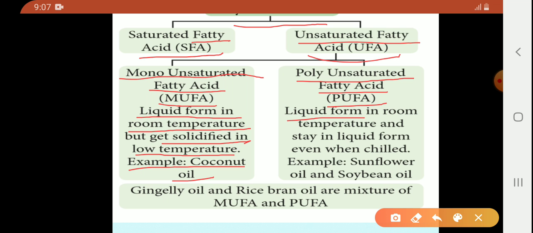And another type is known as polyunsaturated fatty acid, in which the fatty acid will be in a liquid form in room temperature, and when the temperature becomes lower, that is in chilled condition also, it will be in the same liquid state, it never gets solidified. That type of fatty acid is known as polyunsaturated fatty acid. Sunflower oil and soya bean oil are the examples for polyunsaturated fatty acid. Gingerly oil and rice bran oil are the mixture of both monounsaturated fatty acid and polyunsaturated fatty acid.